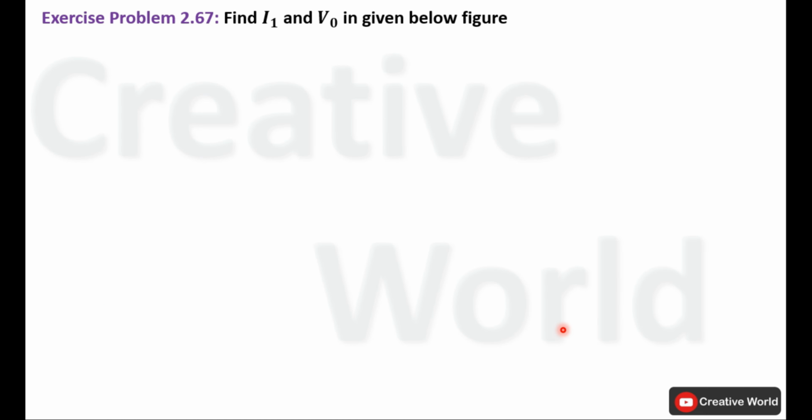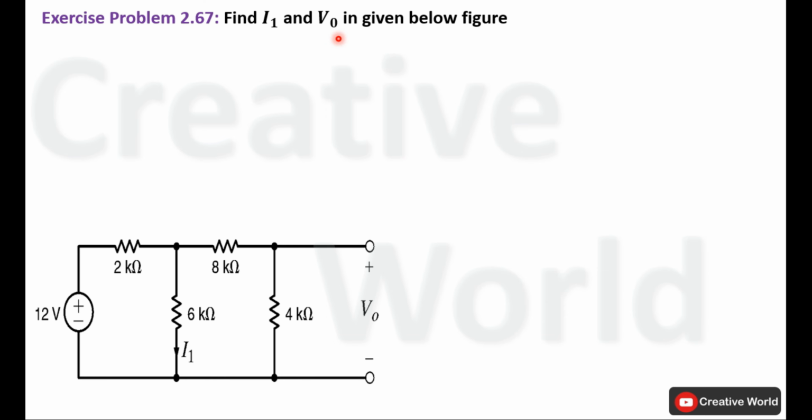Exercise problem number 2.67. Find current I1 and voltage V0 in the figure given below. This is the circuit diagram of the given problem. We have to find the value of current I1 inside this branch and voltage V0 across this 4 kilo ohm resistance. So without wasting time, let's proceed towards the solution.